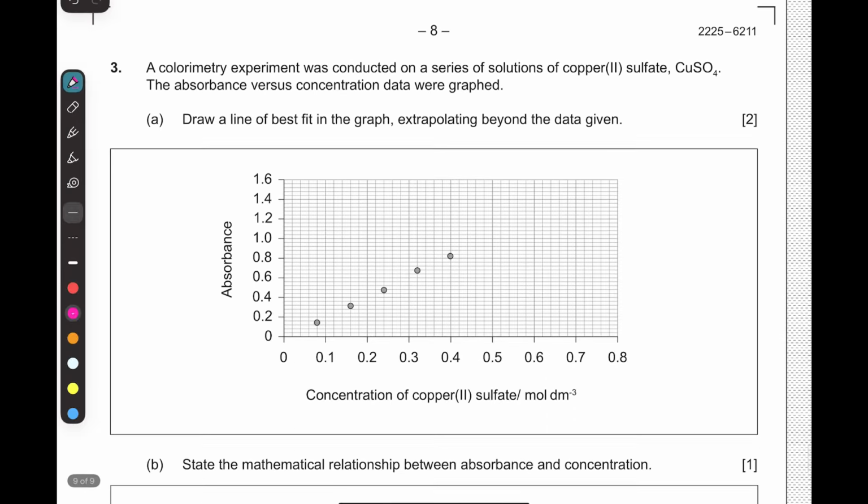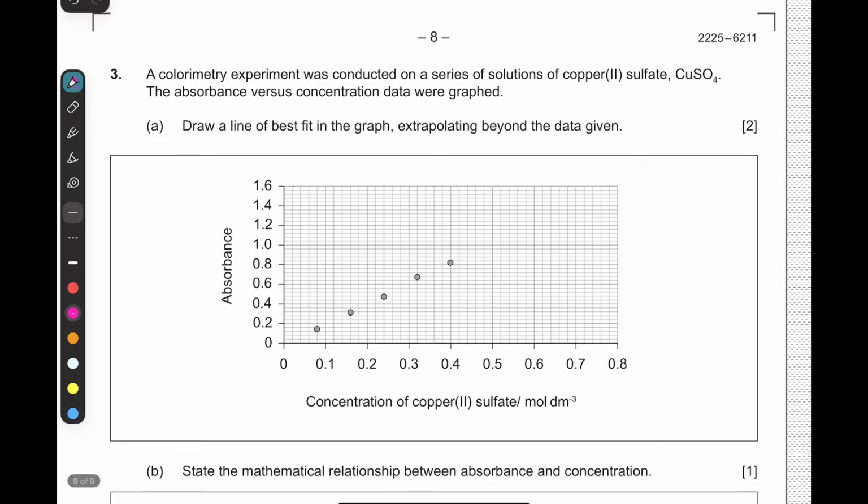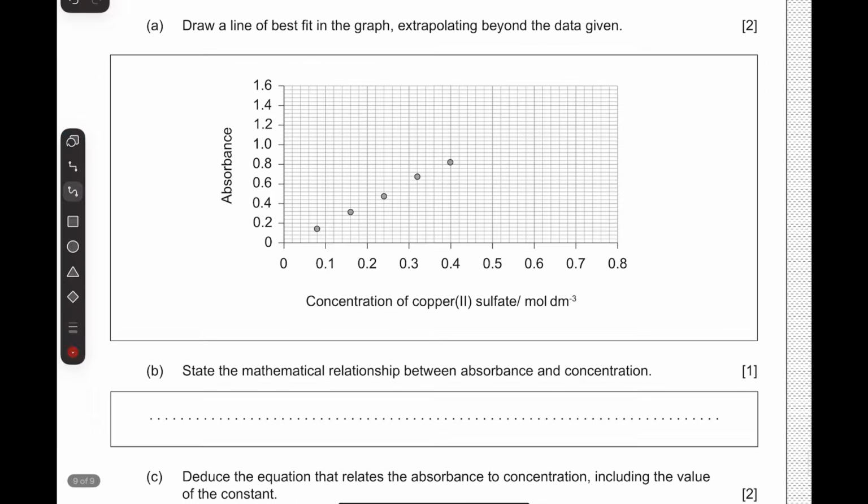The next one. A colorimetry experiment was conducted on a series of solutions of copper sulfate. The absorbance versus concentration data was graphed. We have to draw a line of best fit extrapolating beyond the given data. Okay, fine. So when concentration is zero, absorbance is zero. So we have to start from the origin. Okay. So I'll just draw a line and then I can adjust this line a little bit.